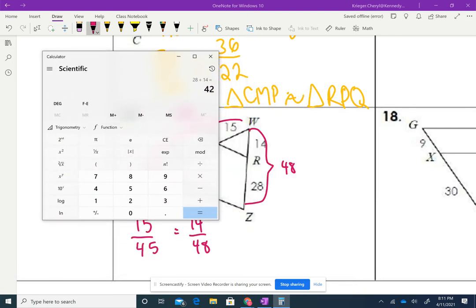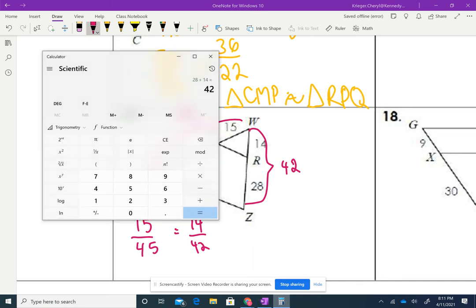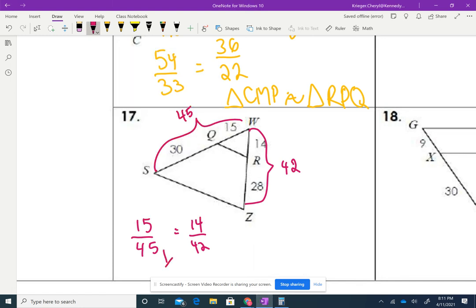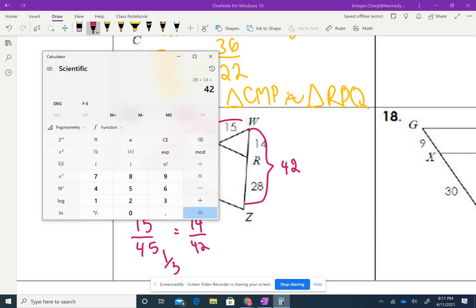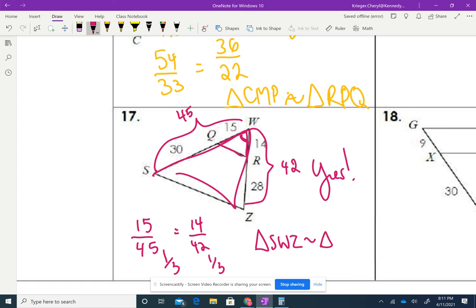28 plus 14 is 42, not 48. Well, that was not very smart. 42. But we all make mistakes. 15 45ths, that's a third. Is 14 a third of 42? Yep. Okay, and our angle is the same for the small and the big, right? That's side angle side, so yes. Triangle SWZ is similar to triangle QWR.